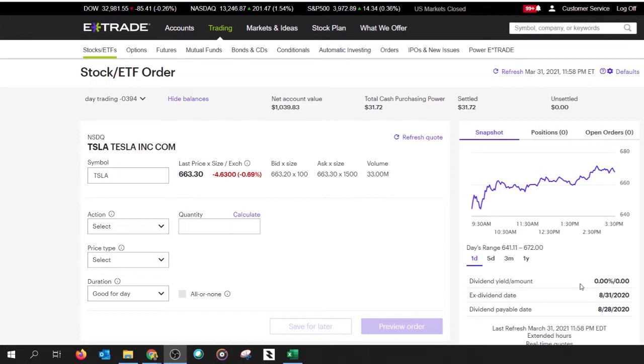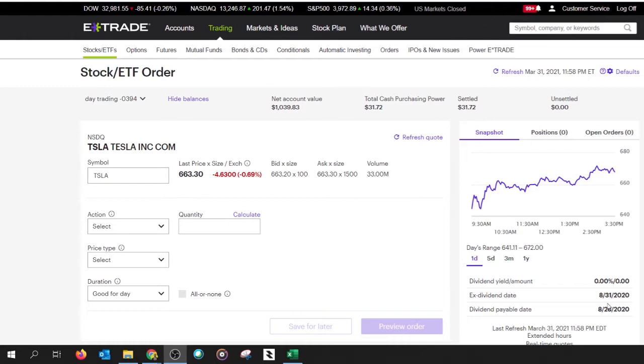And then you can see too if there is a dividend. So currently right now Tesla does not offer a dividend, but if it did, that would show up right here. And then of course you would see the ex-dividend day, which means that is the last day that you can enter into a stock before you can get access to that dividend.